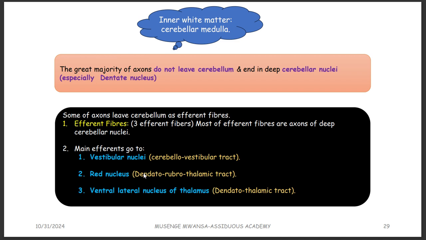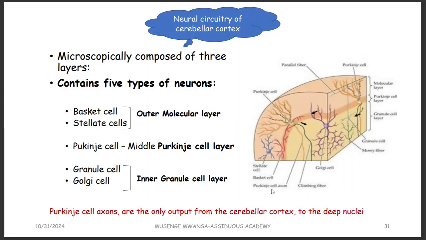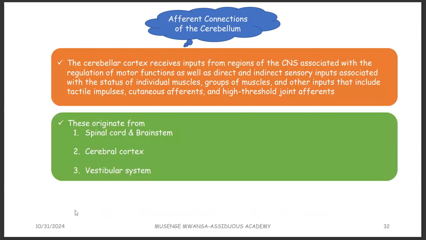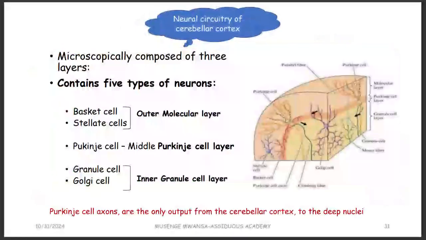So these are coming from the dentate nucleus of the cerebellum, and then to the red nucleus of the midbrain, so dentatorubrothalamic. And then you have those which go to the ventrolateral nucleus of the thalamus, dentatothalamic. These are efferents, I mean. So of the 3 layers, the outer molecular layer contains basket cells and stellate cells. The Purkinje cell layer contains only Purkinje cells, and then the inner granular layer contains the granule cells and the Golgi cells. I think this is enough.